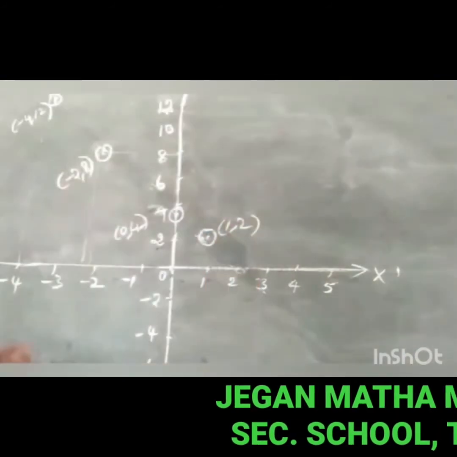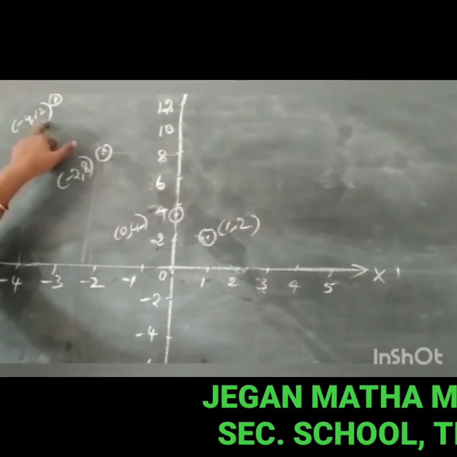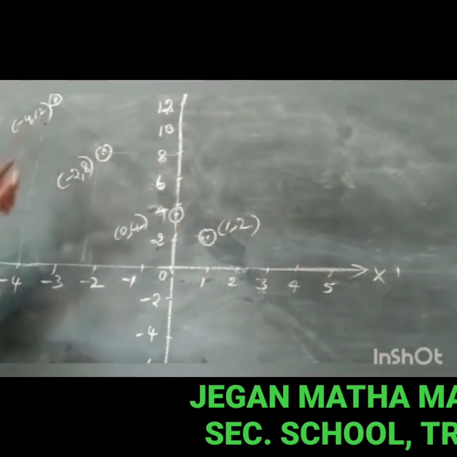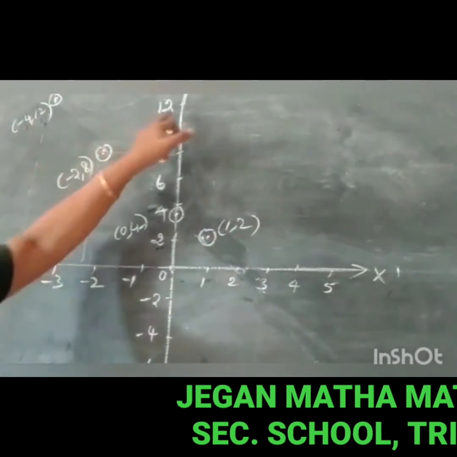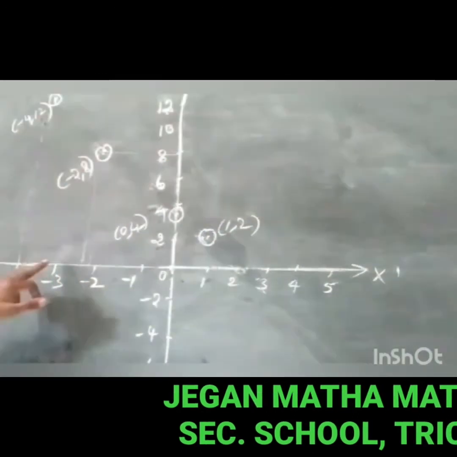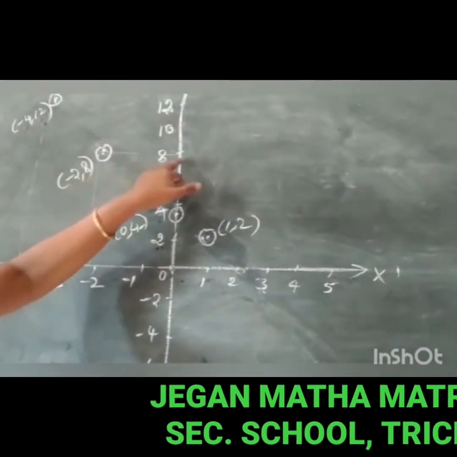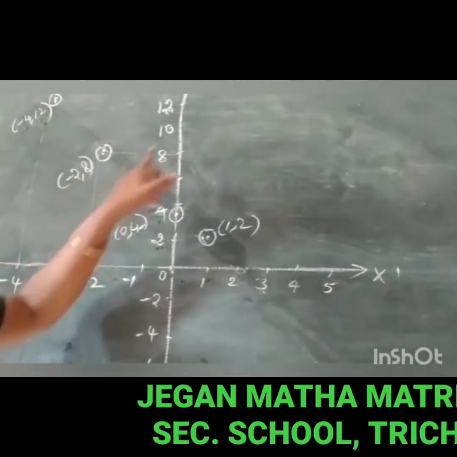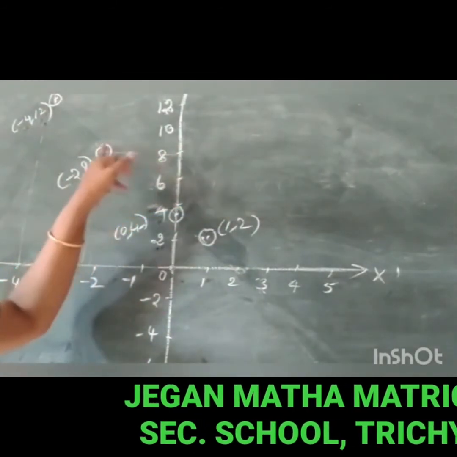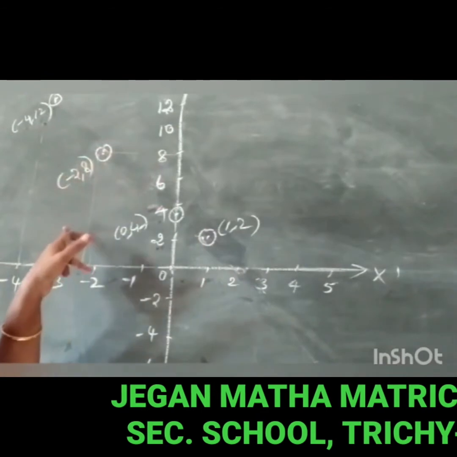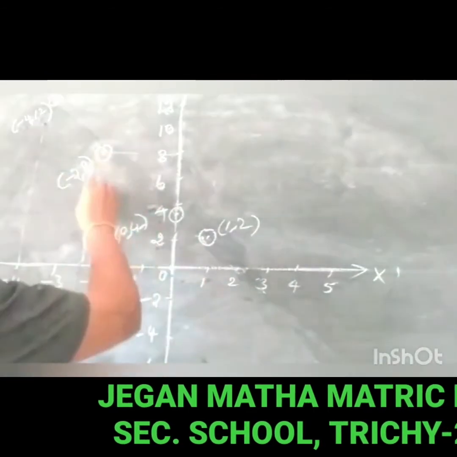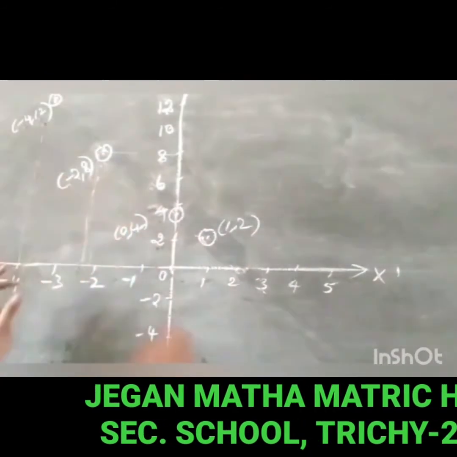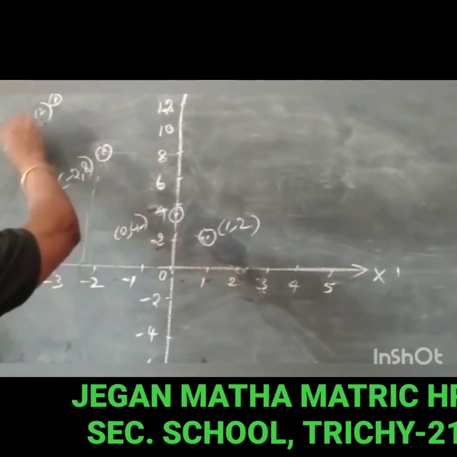Now point A is minus 4 comma 12. Minus 4 is on the x-axis, 12 is on the y-axis. You can mark it. Next one, minus 2 comma 8. Minus 2 on the x-axis, 8 on the y-axis. You can join by using your scale, put the dotted lines on it, and then mark the point. This is B. So points A and B are over.